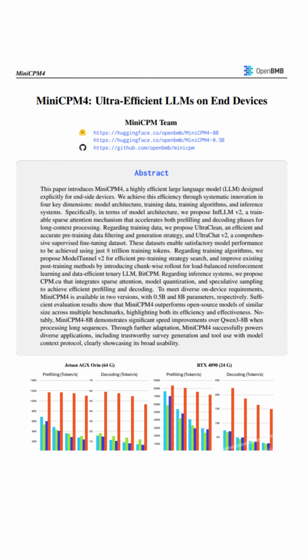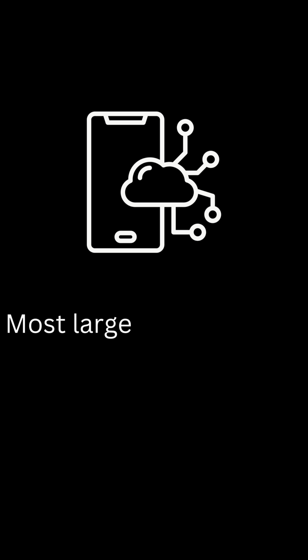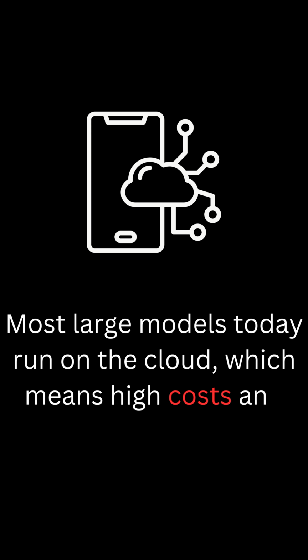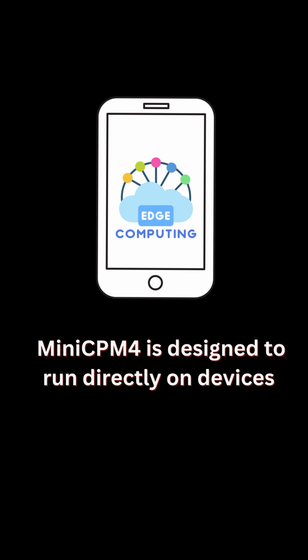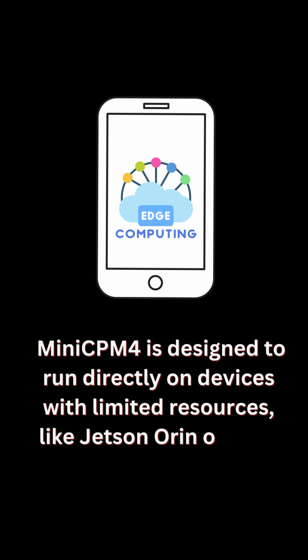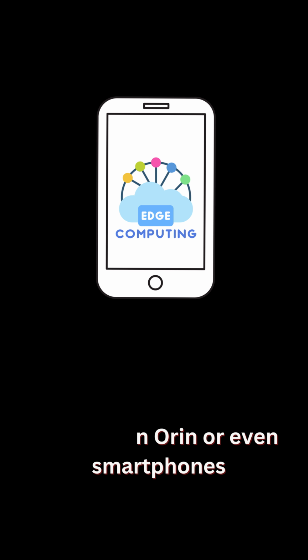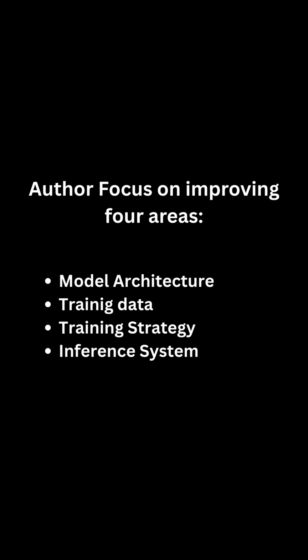Hey, in this video I'll explain a paper called MiniCPM4, which introduces an ultra-efficient large language model designed to run directly on edge devices. Most large models today run on the cloud, which means high costs and latency. MiniCPM4 is designed to run directly on devices with limited resources, like Jetson or even smartphones. The authors improved efficiency in 4 areas: model architecture, training data, training strategy, and inference system.